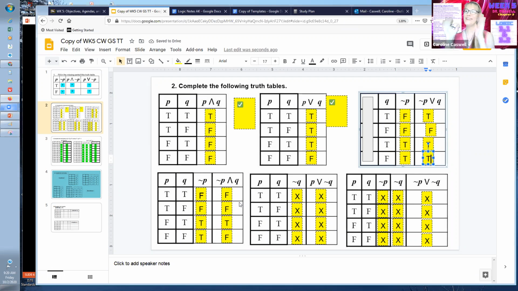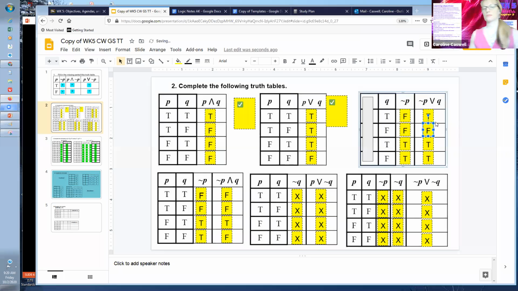Try the next group in the middle down below. I want you to try not Q first, and then try the or of P and not Q. See what you get. I'll give you a minute to work on that.